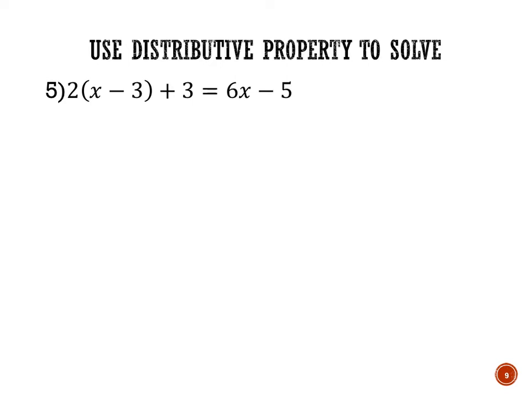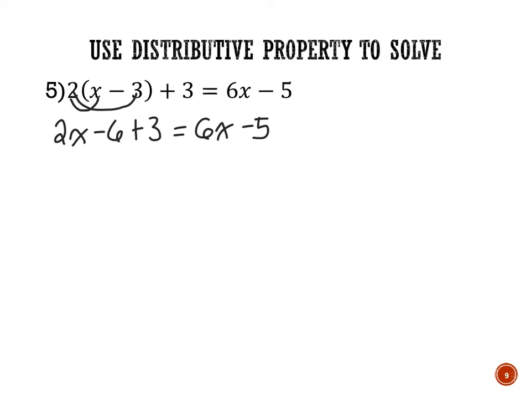Number 5. 2 times x minus 3 plus 3 equals 6x minus 5. Look at my steps to follow. Distribute. Yes, I have to distribute here. I have to distribute my 2 into my parentheses. So 2 times x gives me 2x. 2 times negative 3 gives me negative 6 plus 3 equals 6x minus 5.